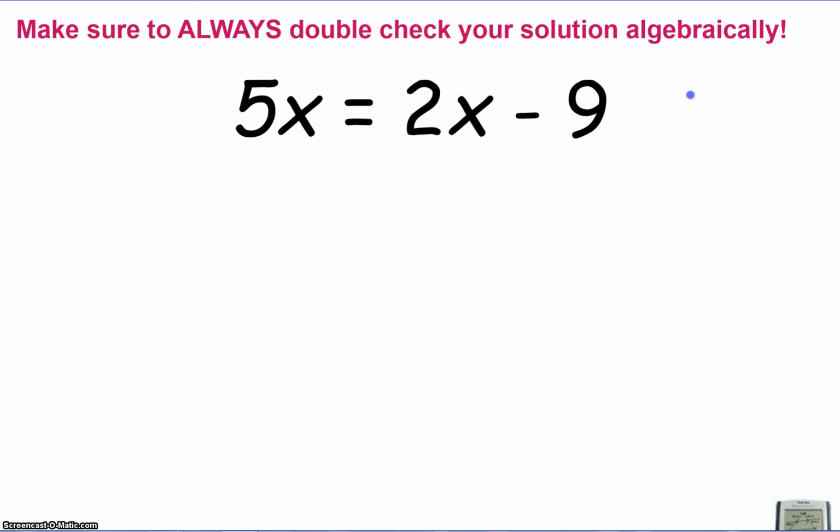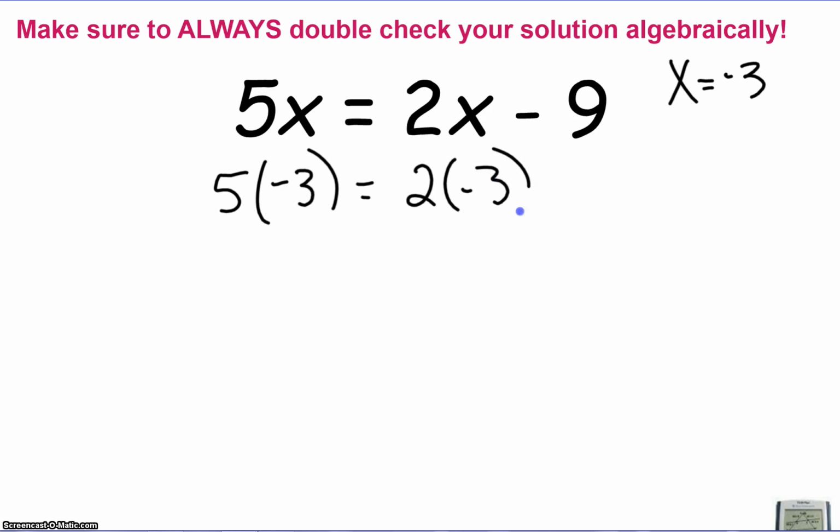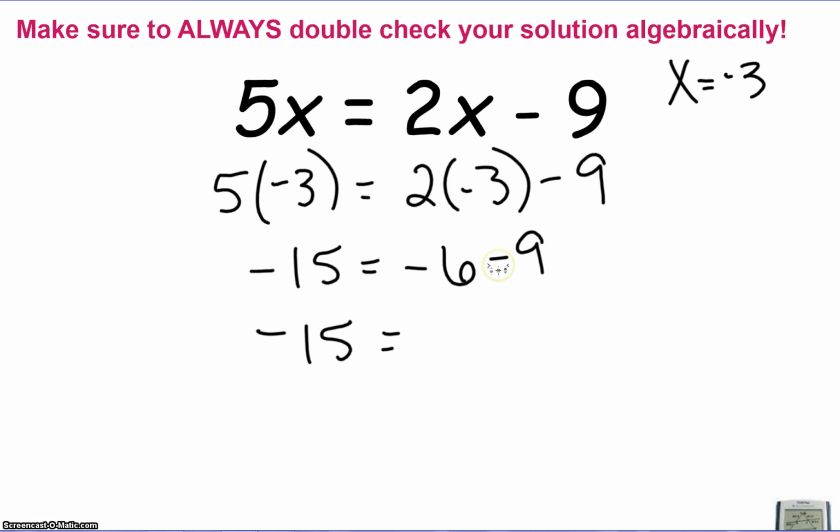Of course, we want to check our answer. So x equals negative 3. So 5 times negative 3 equals 2 times negative 3 minus 9. 5 times negative 3 is negative 15 equals negative 6 minus 9. Negative 15 equals negative 6 minus 9 would be a negative 15. Notice your answers are the same, so you know your answer for x is correct.